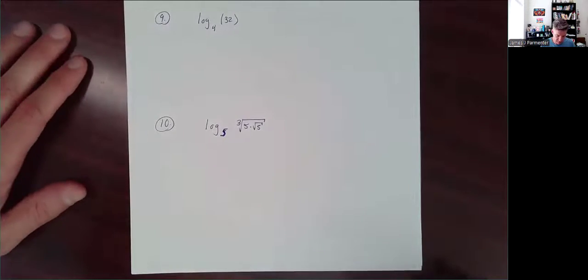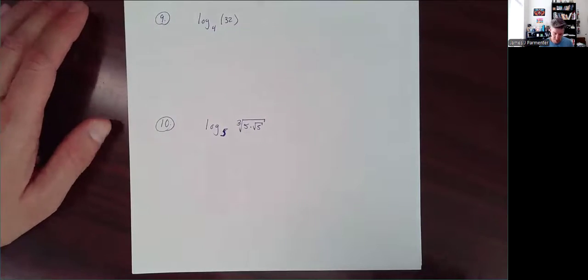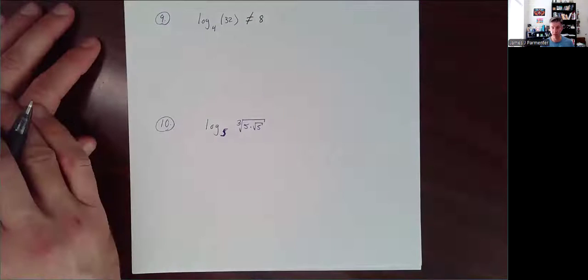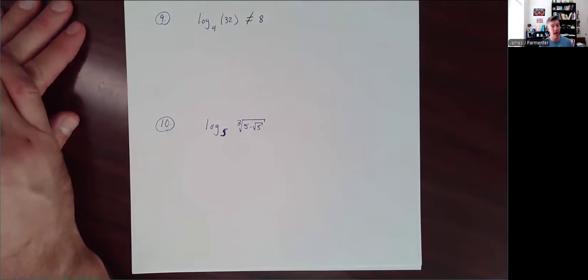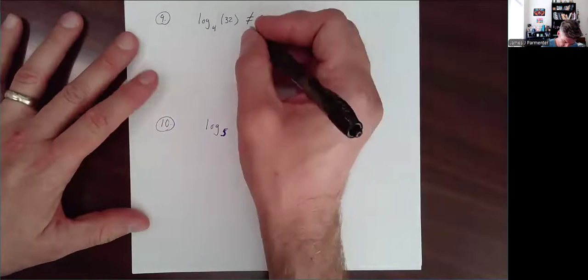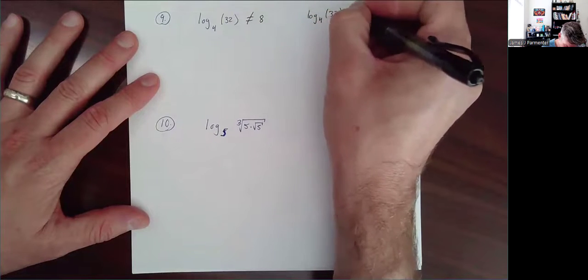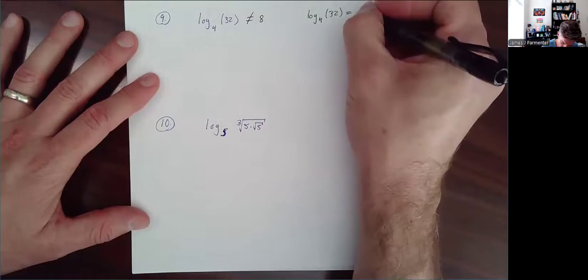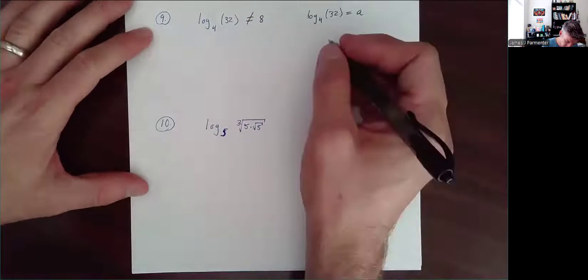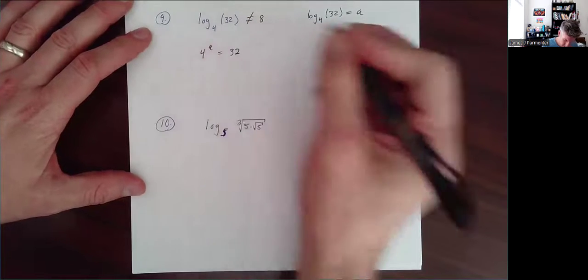All right, log base 4 of 32. Same deal. I'll point out here the answer is not 8. 4 times 8 is 32, but I'm asking 4 to what power, or what exponent, is equal to 32. So to do that, I'm going to rewrite this, log base 4 of 32 equal to, let's pick the letter A. It's good to use different variables sometimes, although x is really the standard choice. We're going to rewrite this as 4 raised to the A power equal to 32.